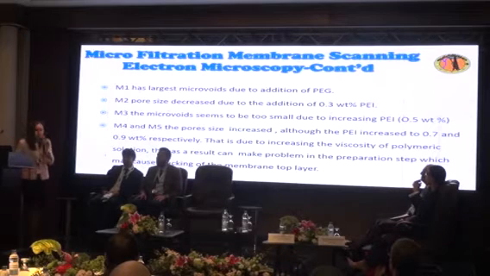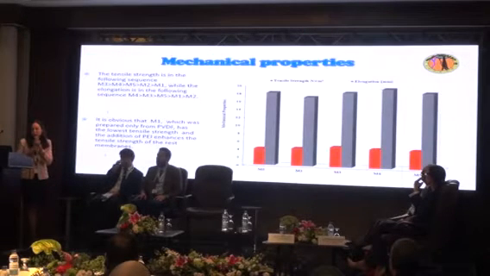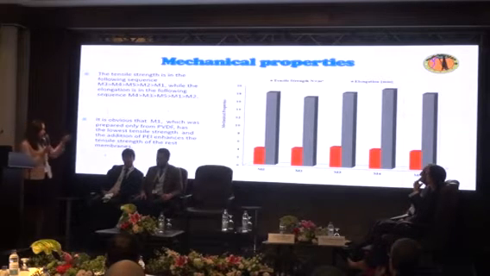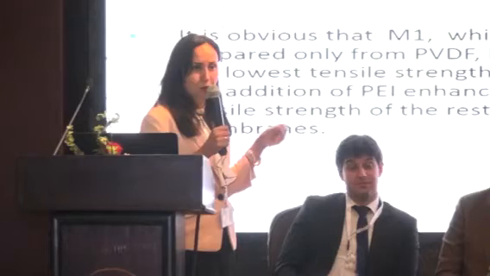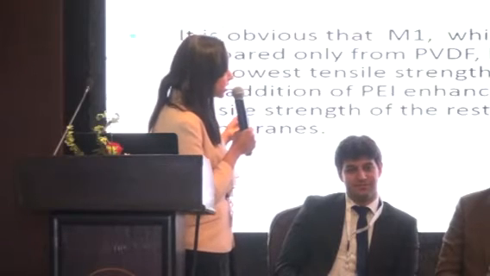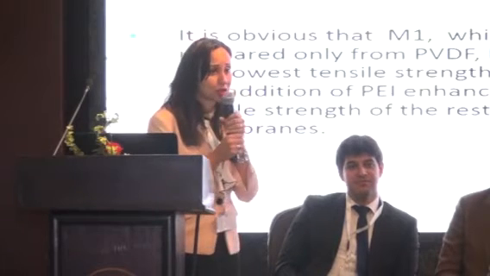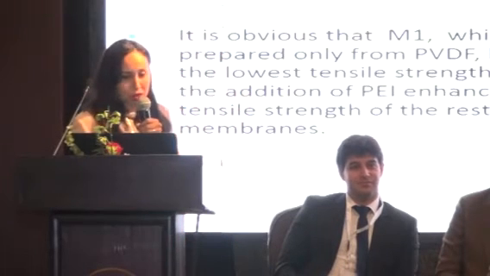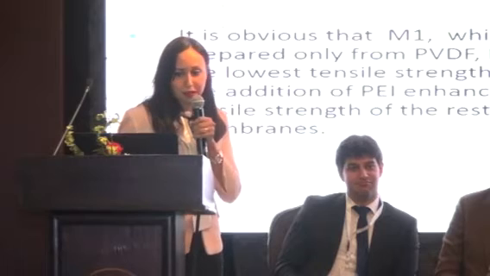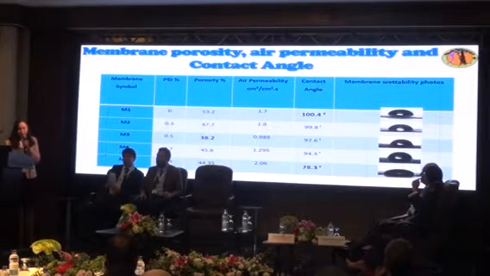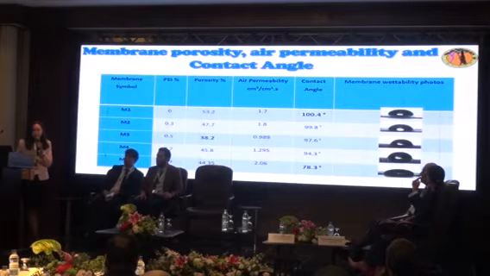And as I said, this was the explanation of the previous slide. And for the mechanical properties, you will find that for M3, the membrane number 3, which I used with 0.5 weight% polyethylenimine, it gives us the highest elongation and also the highest tensile strength of this membrane, which is very important to be tested, as I said, as a membrane characterization.